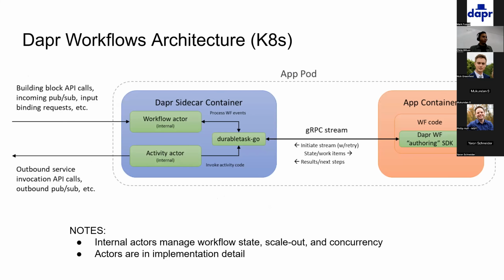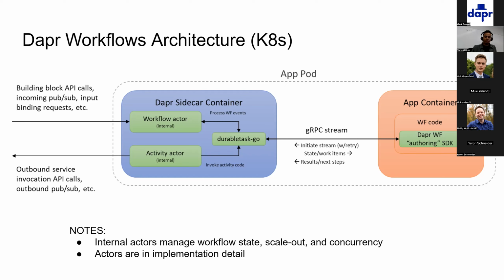So a quick overview of the architecture. There are several interesting things about this engine. One of them is that the engine itself, if you look at this Dapr sidecar container, is embedded directly into the sidecar, and it uses the Durable Task Framework library to implement this engine behind the scenes. Now, if you're familiar with that framework, it was originally written in .NET. We've created a version of that in Go, which allows it to be embedded directly in the sidecar.